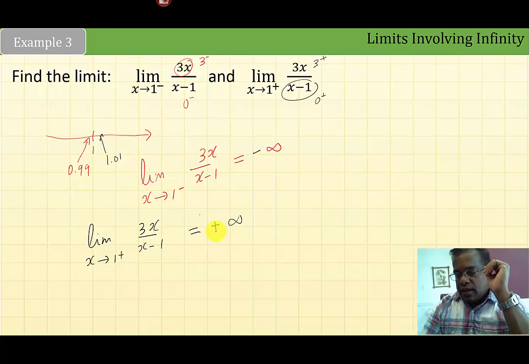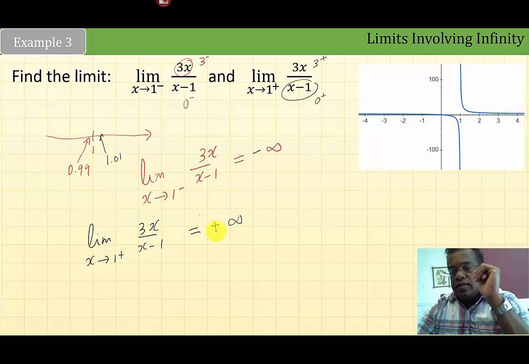So now you can see the graph of this. This is the graph of 3x over x minus 1. As you see here, as x approaches 1 from the left, it goes to negative infinity. As x approaches 1 from the right, it approaches positive infinity.